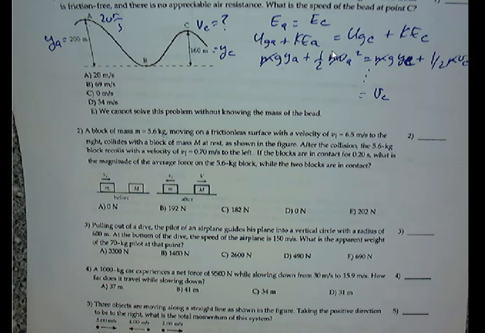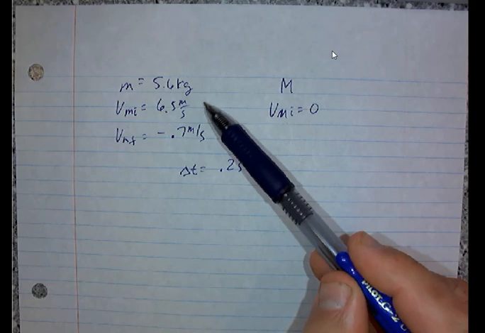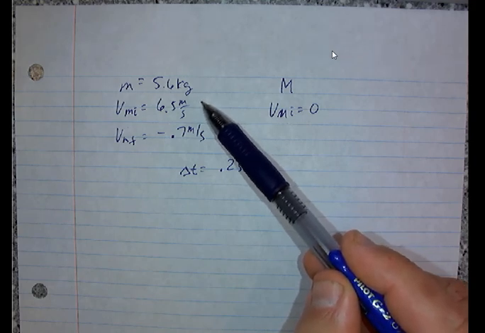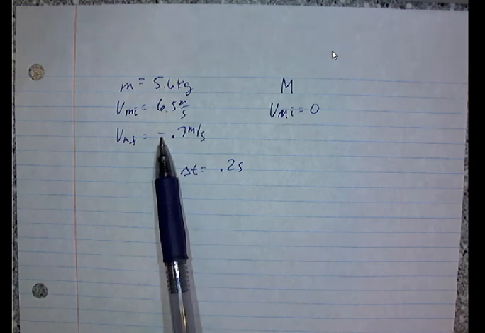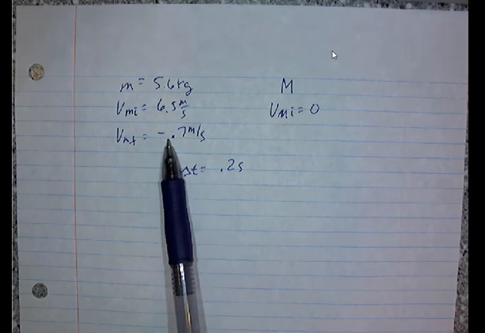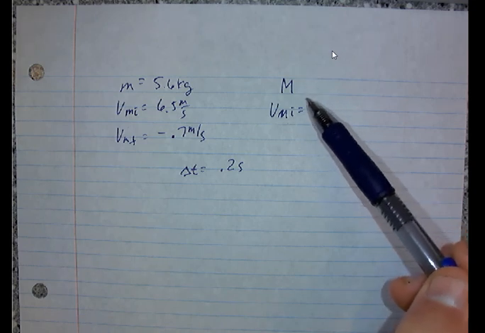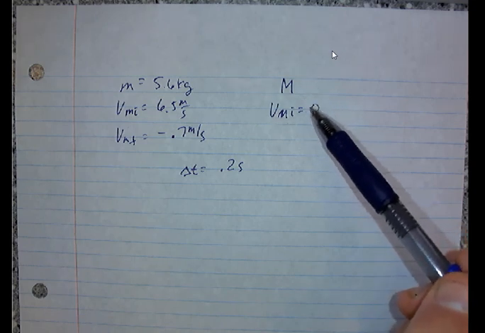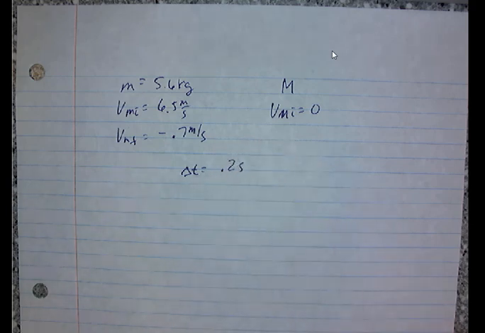Okay, let's take a look at this. Okay, so little m is 5.6. Initially it's moving at 6.5 to the right, then it recoils to the left. So I've got to put the minus sign there because it's going back the other direction. And then we have this other mass that's at rest. So big M, we don't know how much big M is, and it's initially at rest. We know that the collision takes 0.2 seconds.